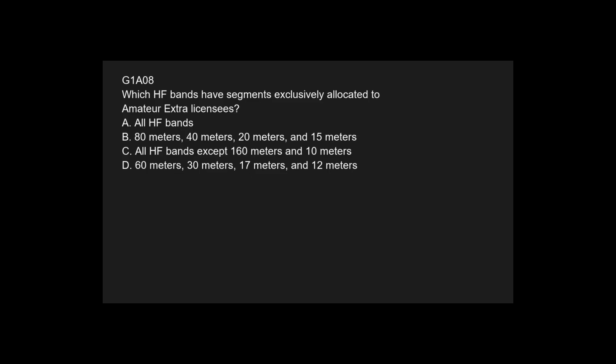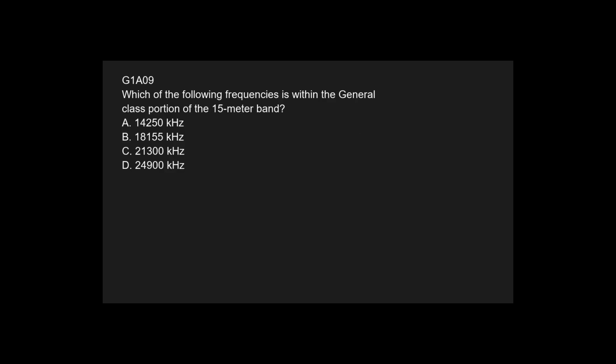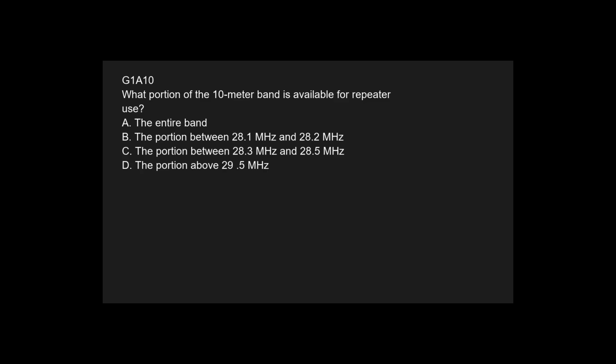Question: which HF bands have segments exclusively allocated to amateur extra licensees? The correct answer is B. 80 meters, 40 meters, 20 meters, and 15 meters. Question: which of the following frequencies is within the general class portion of the 15-meter band? The correct answer is C. 21,300 kHz. Question: what portion of the 10-meter band is available for repeater use? The correct answer is D. The portion above 29.5 MHz.